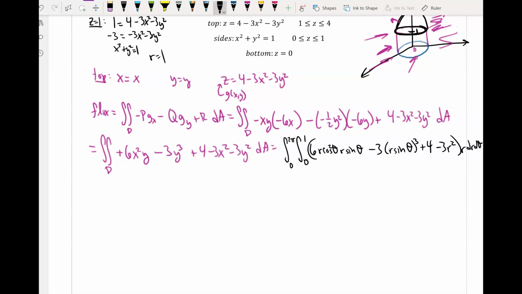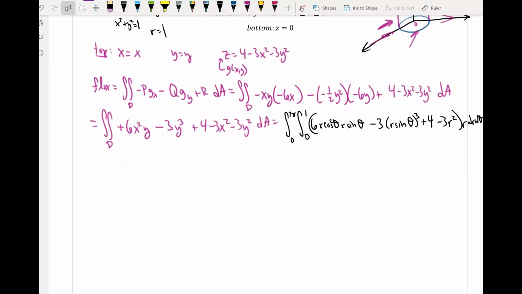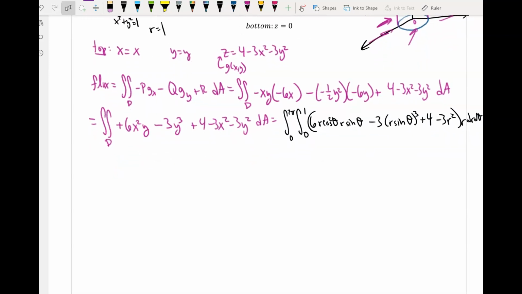Okay, so that's what we end up getting. I will leave this as an exercise for you. I actually have the answer here. It's going to be 5 pi over 2. We've done these integrals many, many different times. So this is the total amount of flux coming out from the paraboloid.